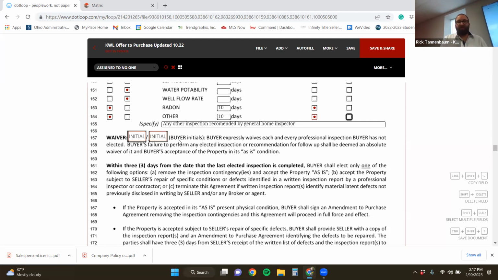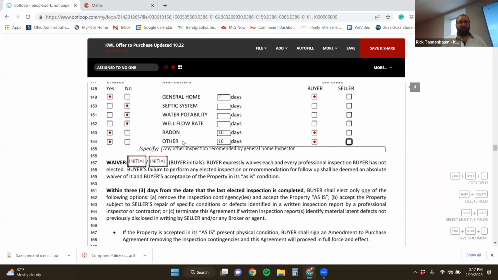You're going to have line 157. Your buyer's going to initial this, and that's saying that they're waiving the right to any other inspection except the ones that are checked yes. But remember, if you fill it out the same way I've done it with other inspections, the door's wide open, right?